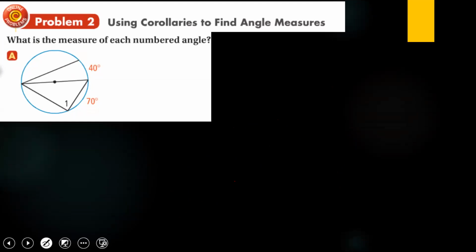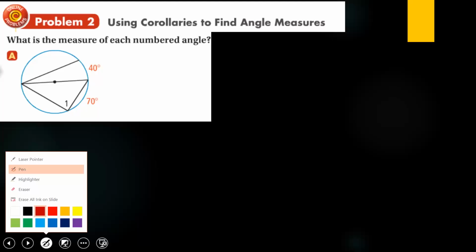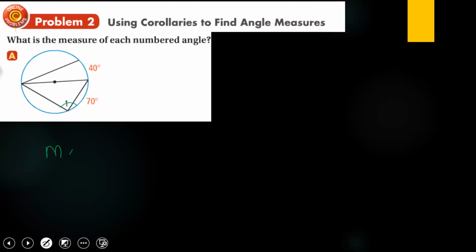Let's now go to problem number 2. Here we have this circle with an angle number 1, and I want now to find the measure of angle number 1. So what is the measure of angle number 1? Let's see now, where is the intercepted arc? It will be this one. Is it right?